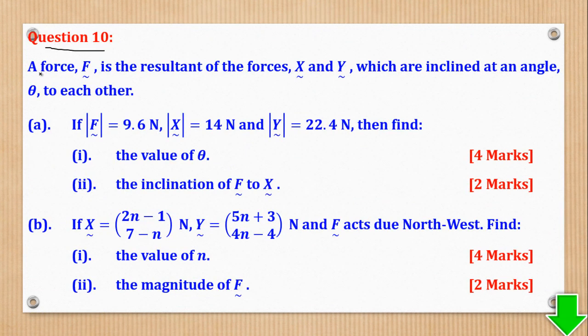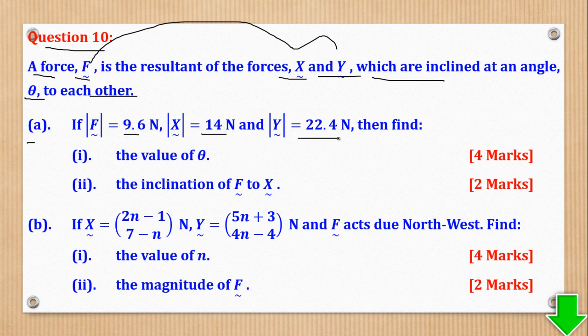So now we shall go to question 10. Question 10 says, a force F is the resultant of the forces X and Y. That means that F is equal to X plus Y, which are inclined at an angle theta to each other. Okay, part A. If the magnitude is 9.6 and magnitude of force X is 14, magnitude of force Y is 22.4. Find the value of theta, which is the inclination angle between the two forces, and the inclination of force F to force X.